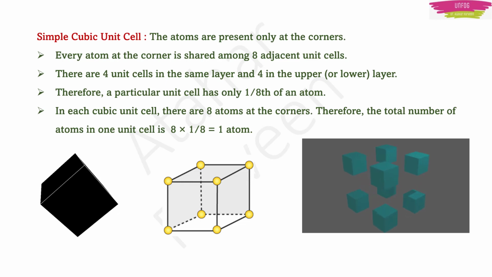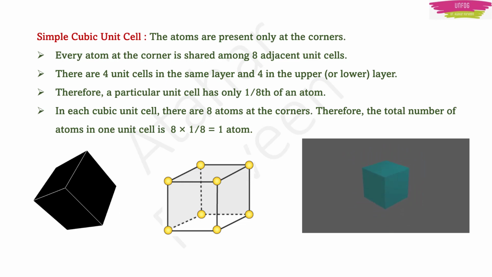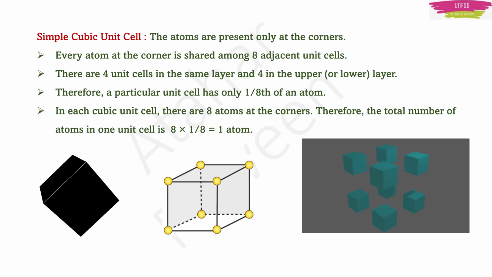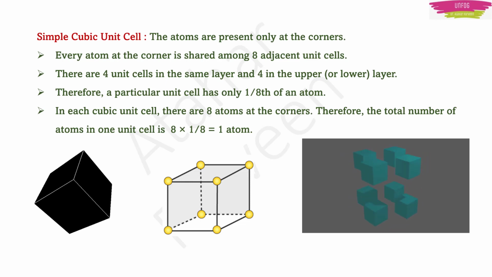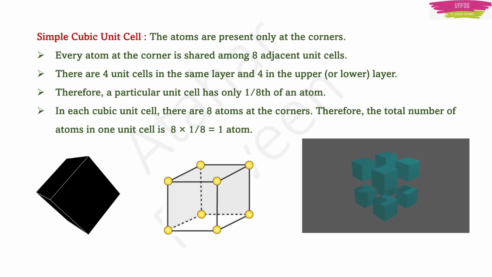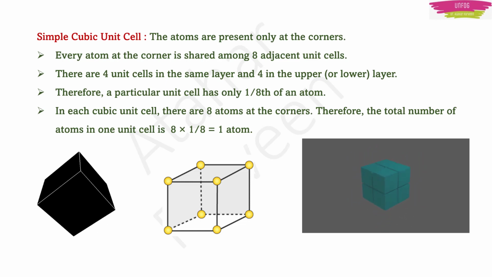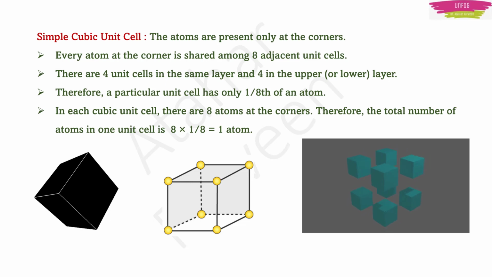So in each cubic unit cell, there are 8 atoms at the corners. So how many atoms will be present in one unit cell then? 8 into 1/8. So one unit cell will have only one full atom. Okay? See, try to imagine what I am telling.